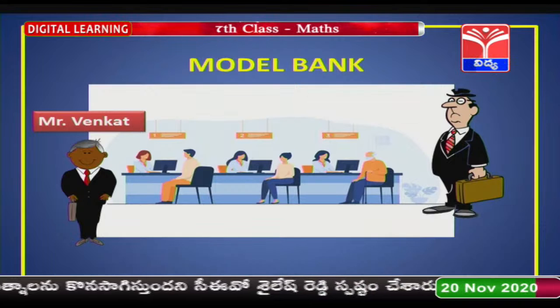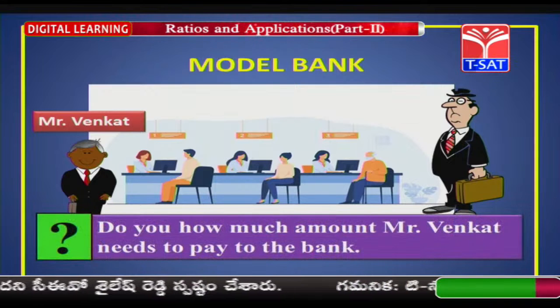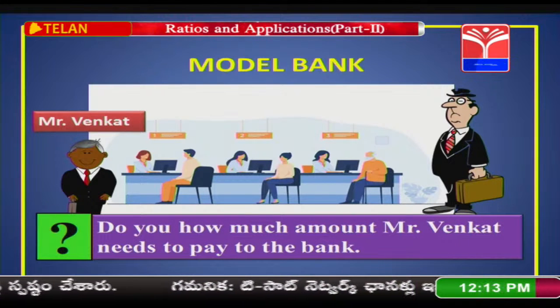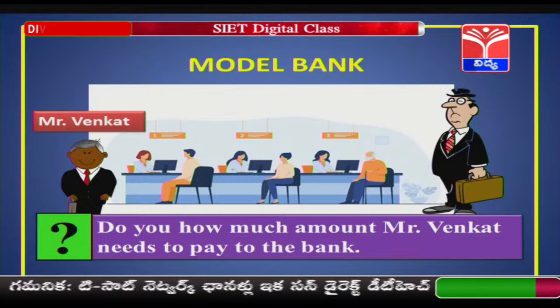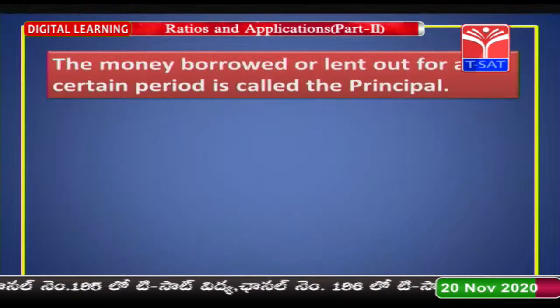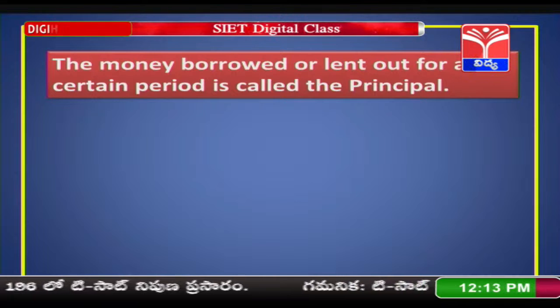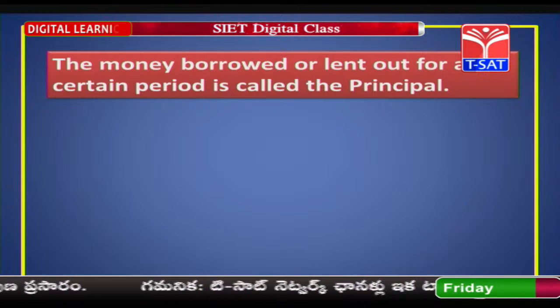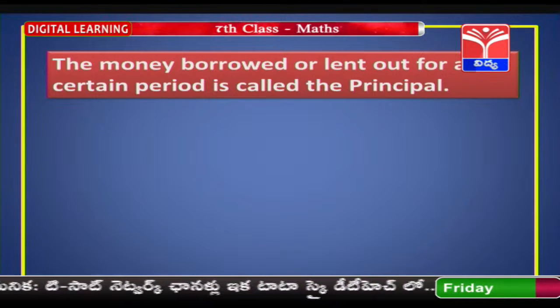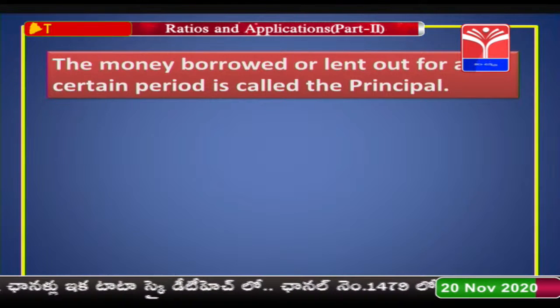Do you know how much amount Mr. Venkat needs to pay to the bank after 5 years? Let us see. So, before solving this problem of Mr. Venkat, let us see a few concepts related to simple interest. The money borrowed or lent out for a certain period is called the principal. For example, Mr. Venkat is taking 5 lakhs as loan. That 5 lakhs is the principal amount.